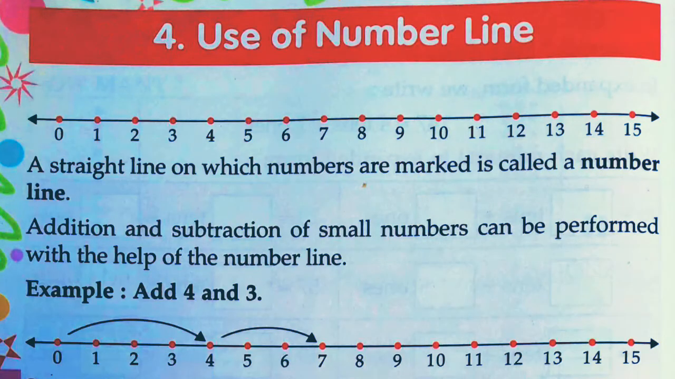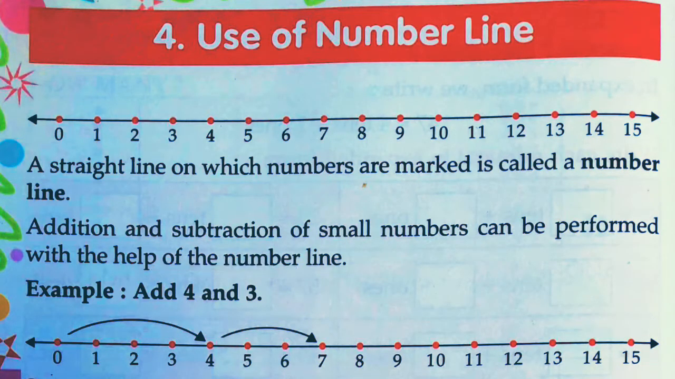through the number line we can add or subtract small numbers. How can we add or subtract small numbers by the help of number line? Now we will see. The example is add 4 and 3. See the example, 4 and 3.